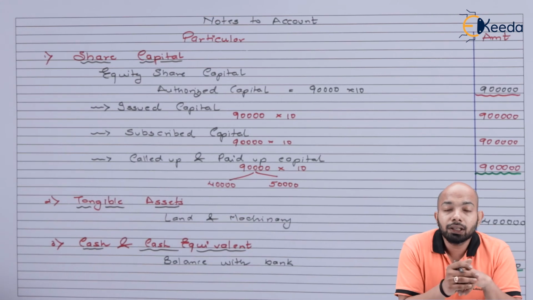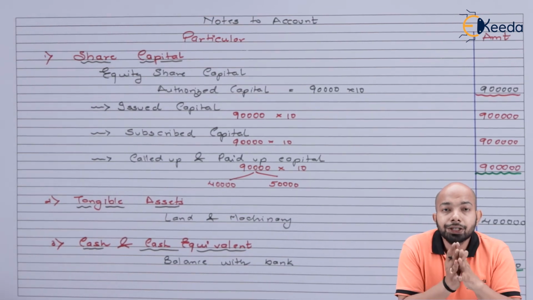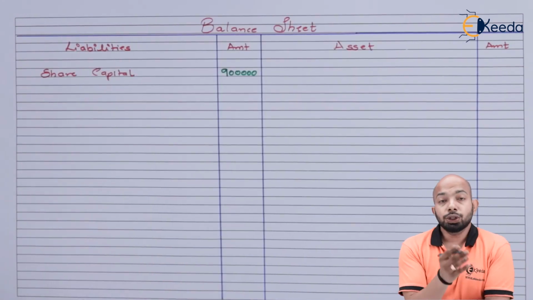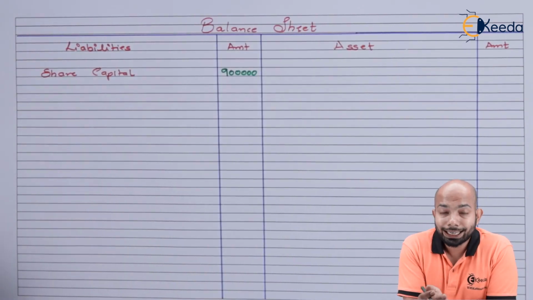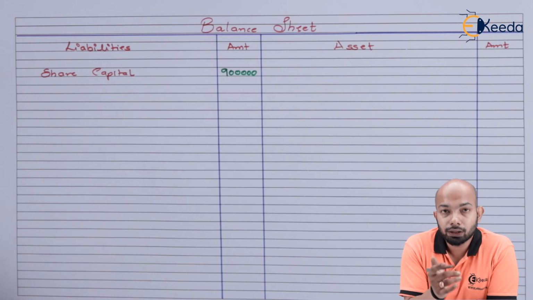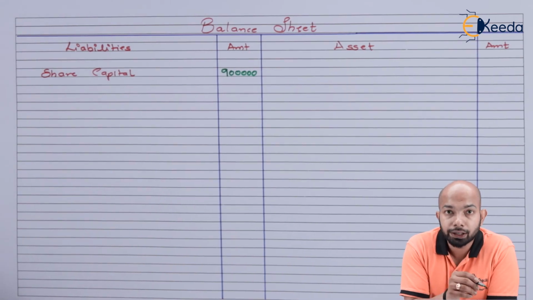Now it's time to prepare the balance sheet here. We'll prepare the balance sheet in T format for you to understand in a better way. Share capital total has been mentioned as 9 lakh rupees. That is the shareholders fund. So the heading comes as shareholders fund here.